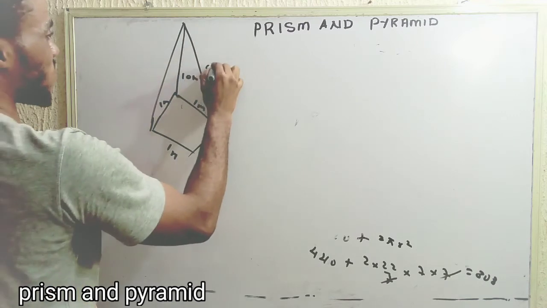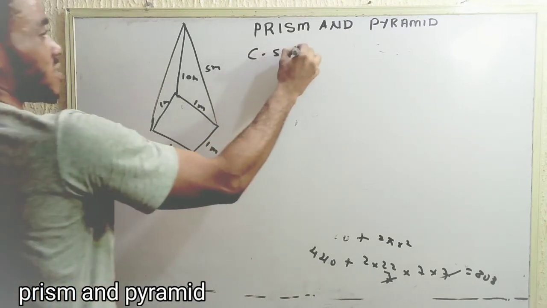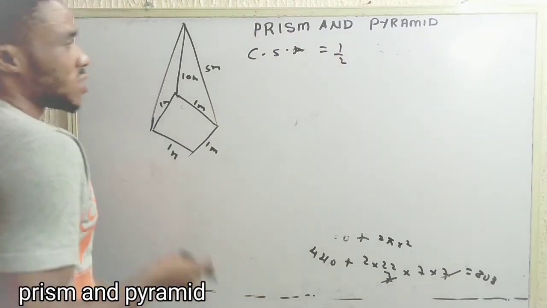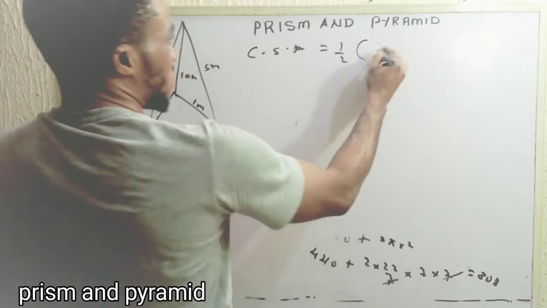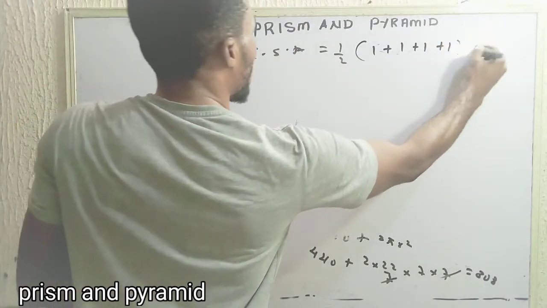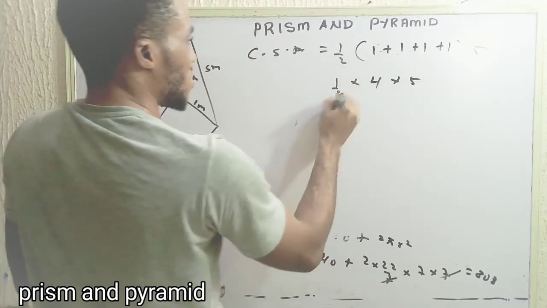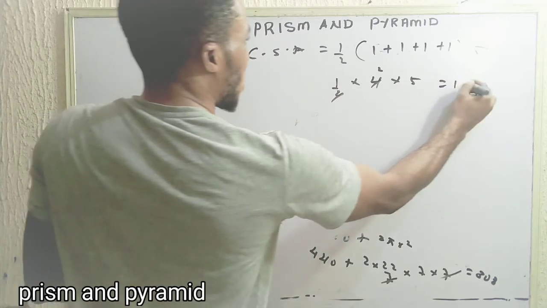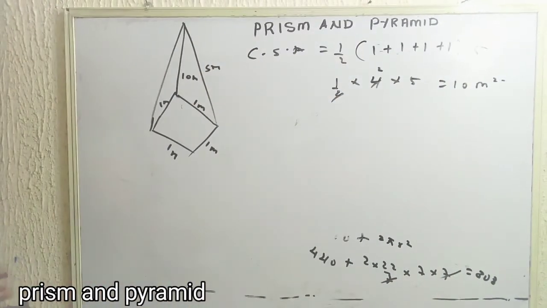Then let's say it's 5 meters. And I'm required to find the curved surface area of that figure. Now, for the curved surface area, like I said, you always begin with 1 over 2. Then 1 over 2 times the perimeter of the base multiplied by the slant height. So the perimeter of the base was 1 plus 1 plus 1 plus another 1 multiplied by 5. 1 over 2 times 4 times 5. I have 10 meter squared as the curved surface area.